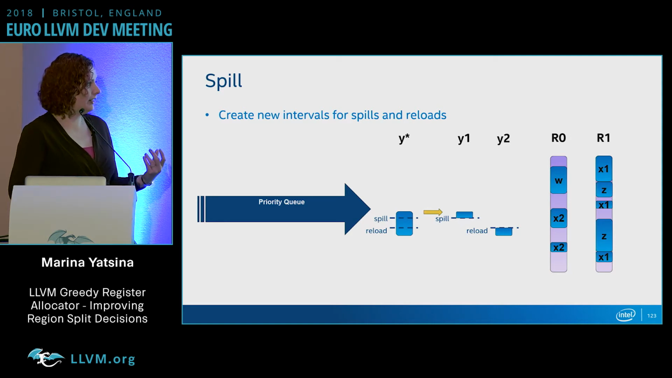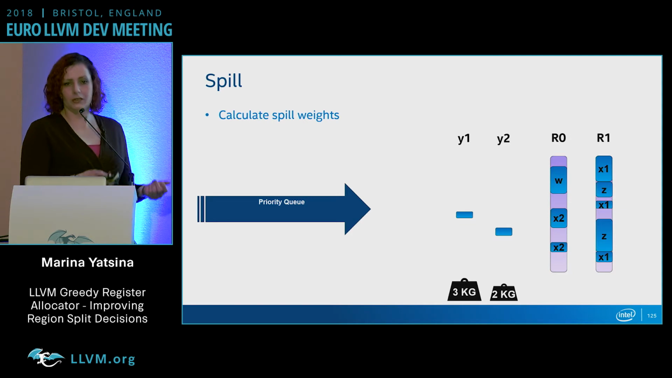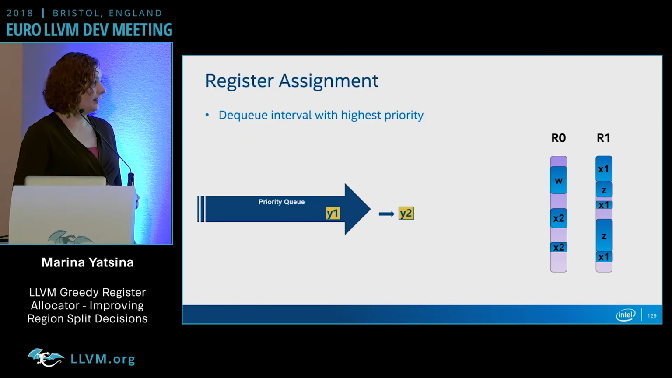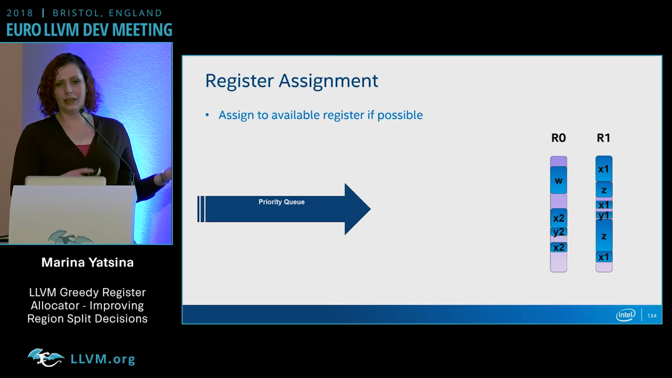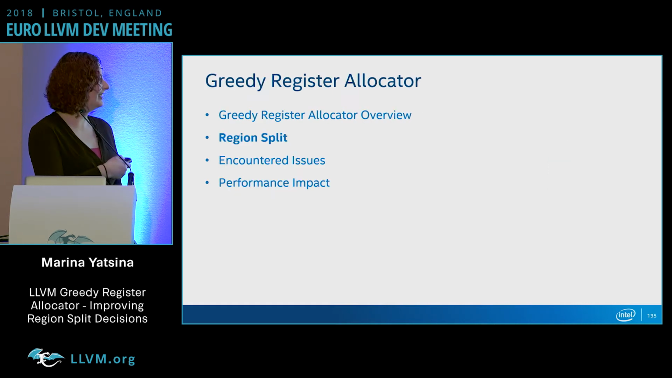What you should notice is that the middle part of Y no longer exists here. We have only Y until the spill. In this part, Y lives on the stack, and then we have the reload. These are new intervals. We're going to calculate their spill weight and put them back in the queue. And now, when we assign them, it goes smoothly, and we have all intervals assigned. Everything succeeds. Great for us.